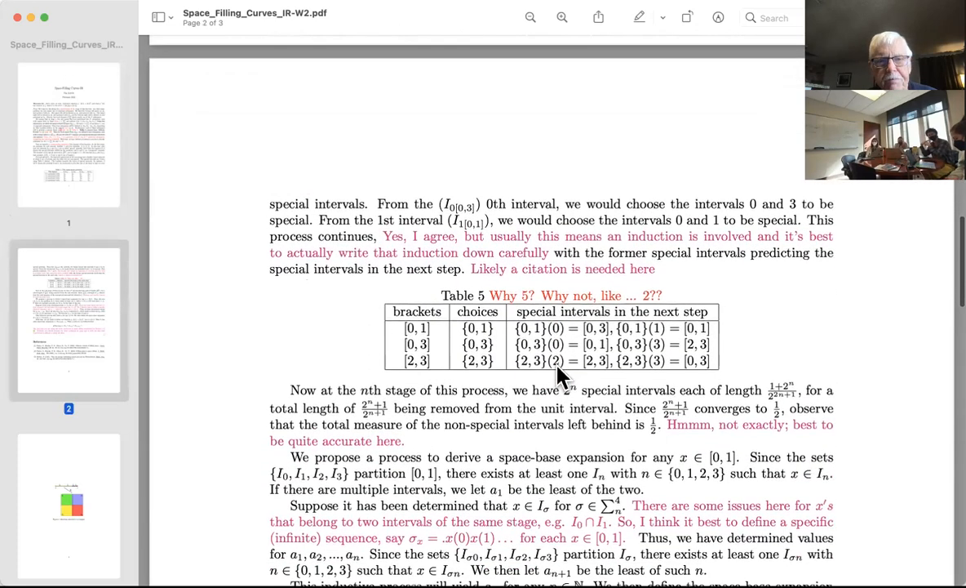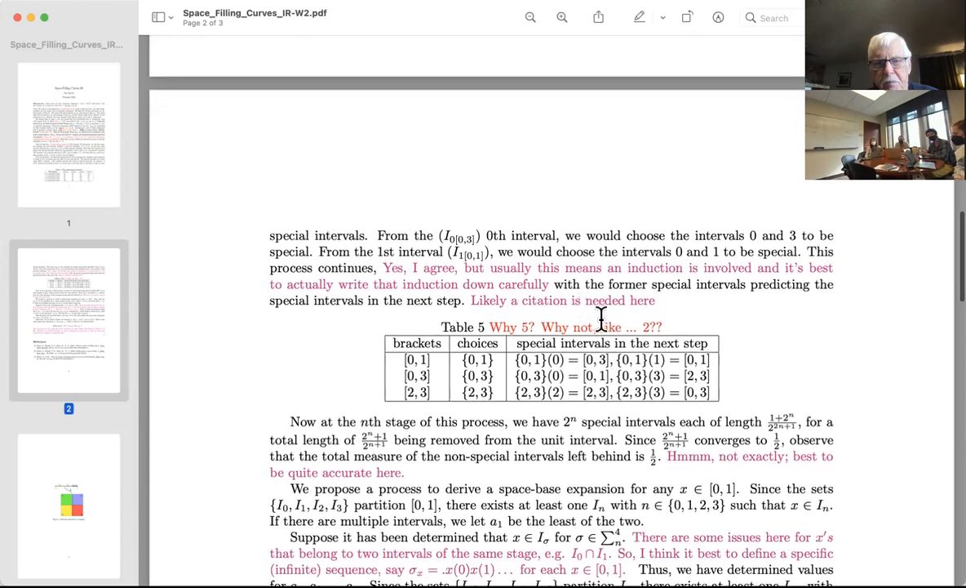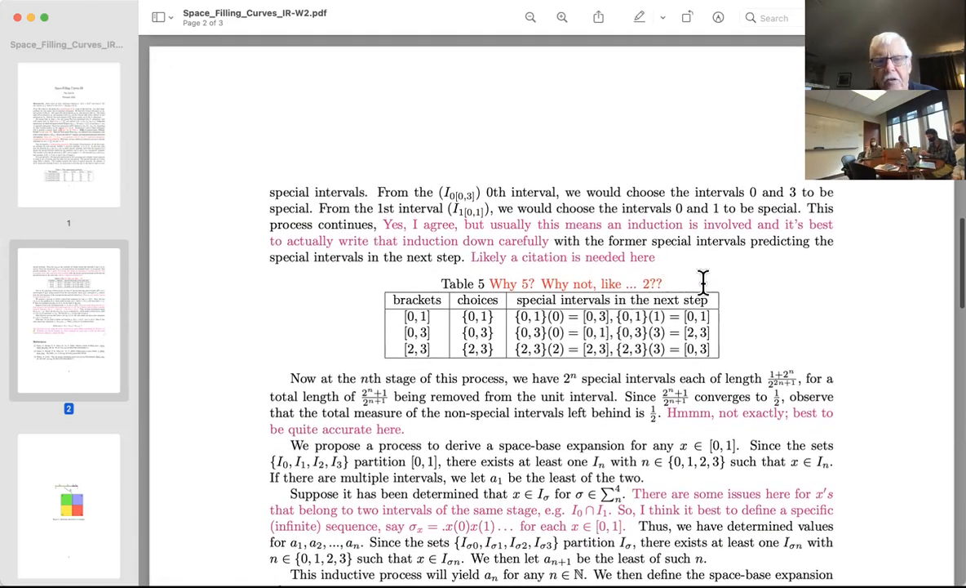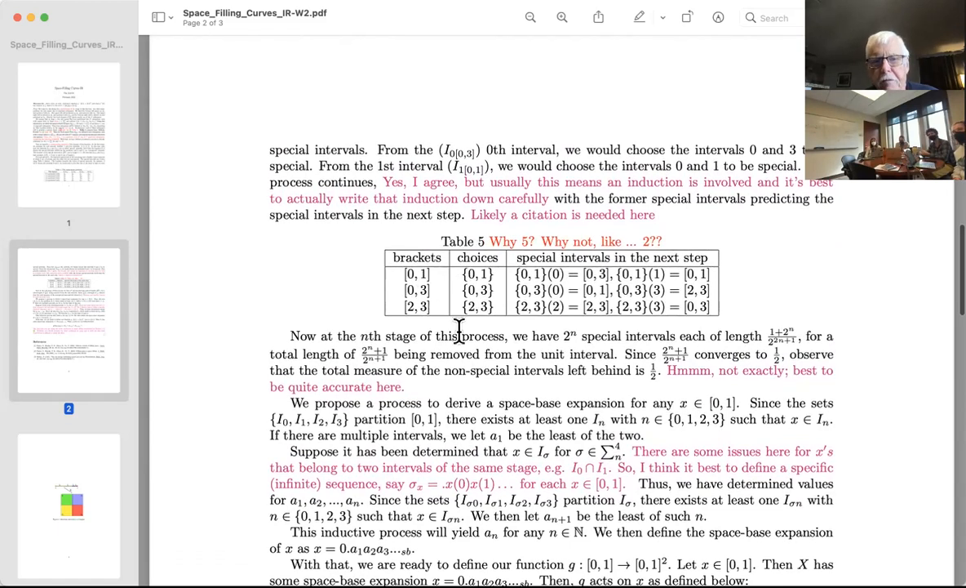So there's table one. And the second line of this page says this process continues. And I mean, that is true, but in this case, you want to carefully define what it means for this process to continue. And that means another induction is going on here. So I think this part needs to be written up carefully using induction. And you need another citation telling sort of how this works. But now here is table five, but this can refer back to another paper, but this should be your table two, I think.